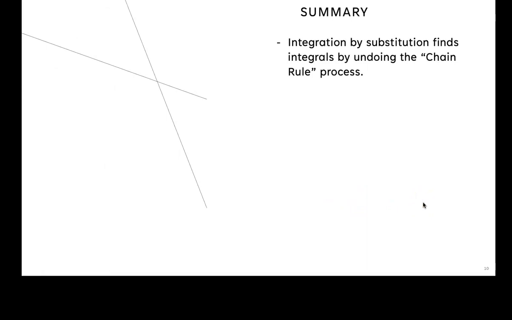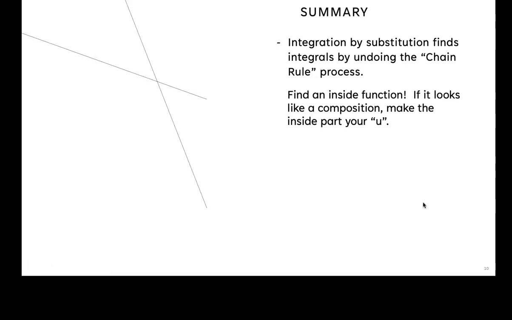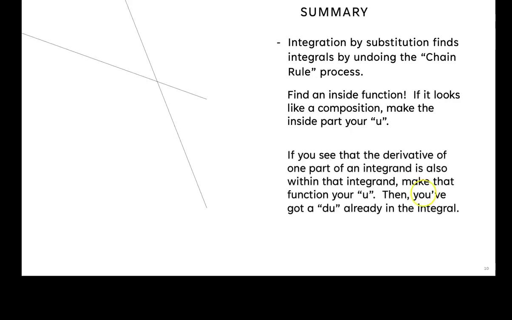So in summary, integration by substitution finds integrals by undoing the chain rule process. Some keys to doing it: try to find an inside function. If it looks like a composition, like you've composed it, make the inside part your u. If you see that the derivative of one part of the integrand is also within that integrand, then make that your u. So two things are working in conjunction to help you decide what your u is. And then you've got a du already in the integral. So solving for dx and substituting it is really important there.